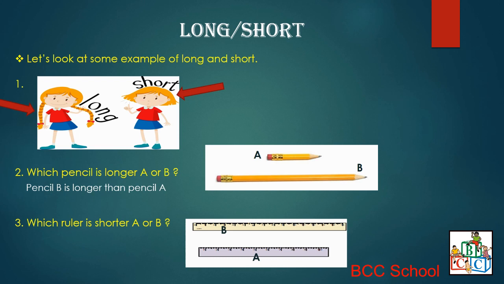Let's look at the third question. Which ruler is shorter, A or B? Look well. Look at the rulers. Which one is shorter? Yes, ruler A is shorter than ruler B. Very good. One more time with me. Ruler A is shorter than ruler B. Very good. You will have to write this in your copybook, okay? And don't forget to read.